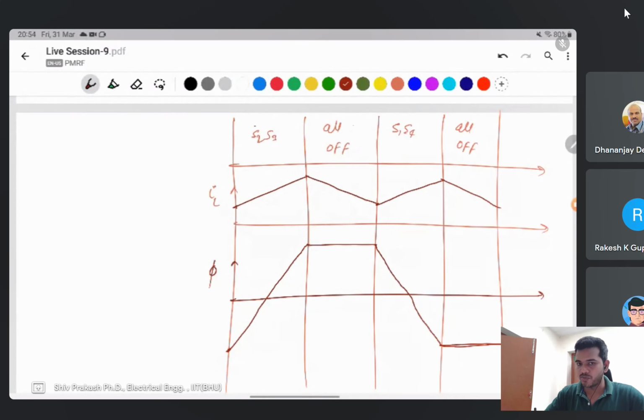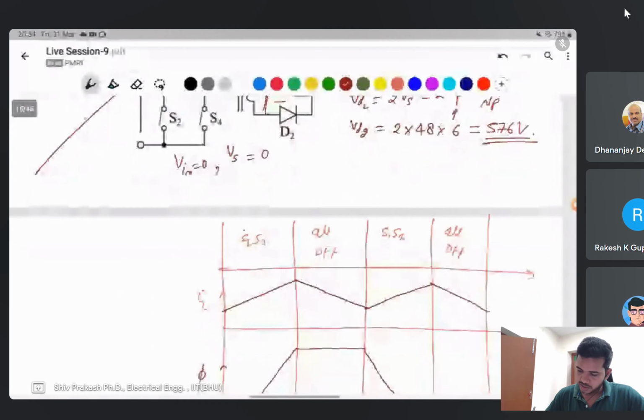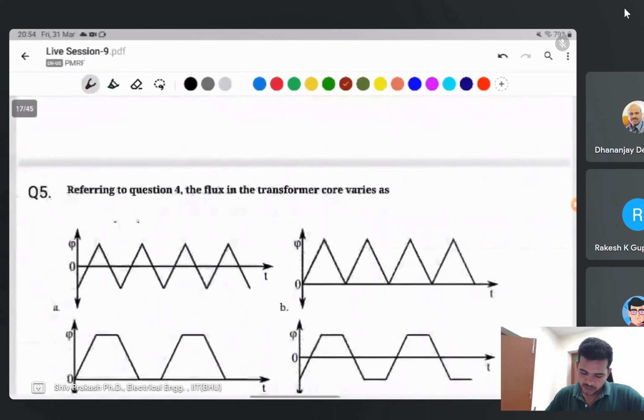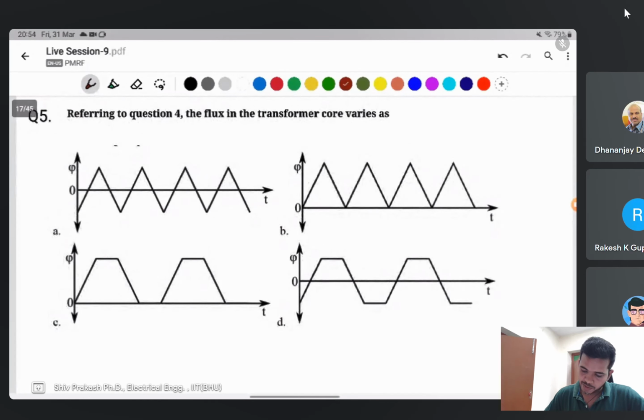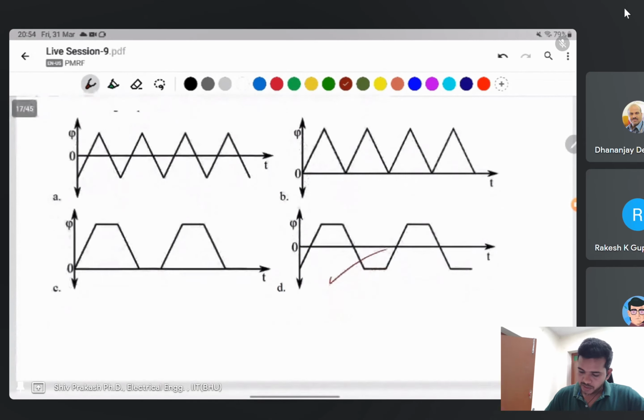After the negative voltage appears on the core, the slope will be negative, decreasing flux from positive to negative. After that, this one is constant. And when the next switch goes off and on, the cycle repeats. The flux in the push-pull full bridge converter is like that. The question is given here: the flux in the transformer core is trapezoidal in nature.